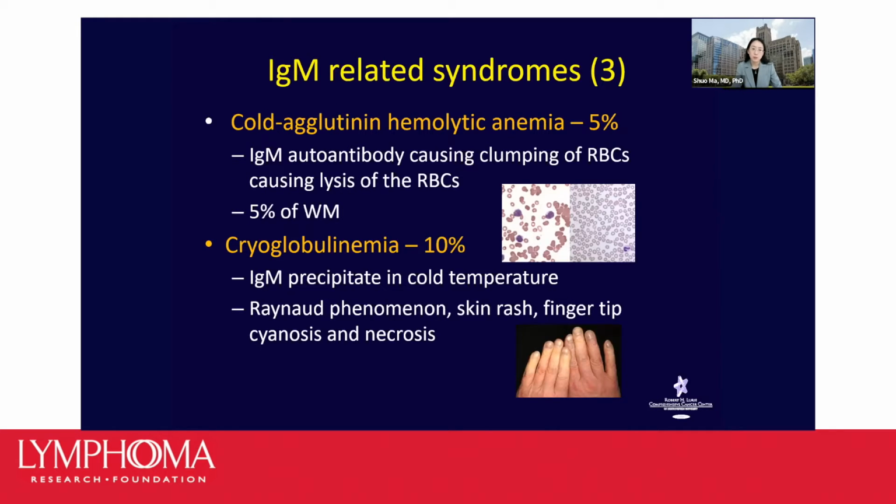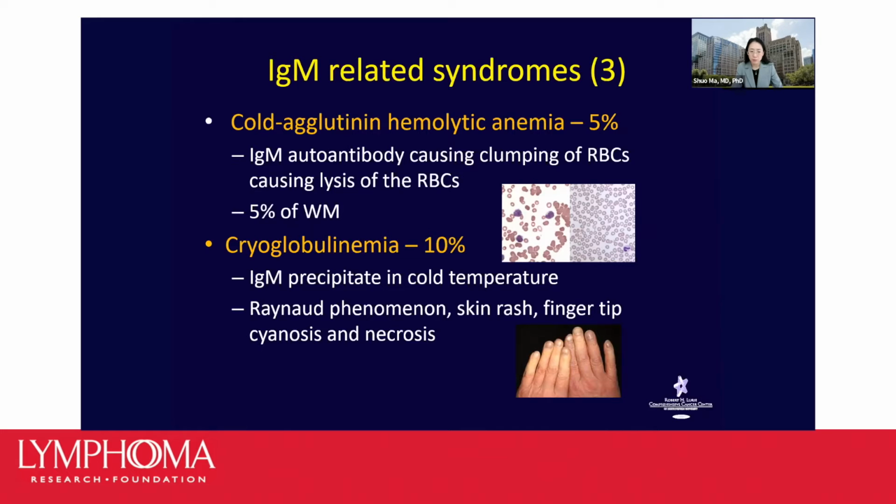There are two syndromes that are related to the IgM protein being temperature sensitive. The first one is called cold agglutinin hemolytic anemia. In this case, the IgM protein under cold temperature binds to the red blood cells, causing the red blood cells to aggregate and resulting in red blood cell destruction, leading to anemia. That's called hemolytic anemia. This occurs in about 5% of Waldenström patients, especially during winter time or upon cold exposure.